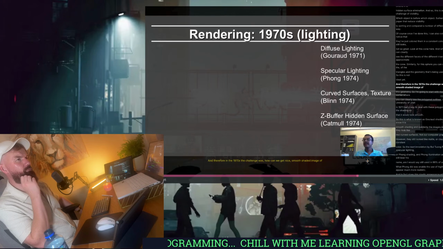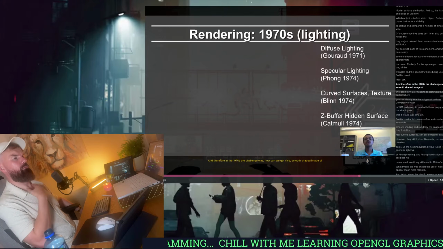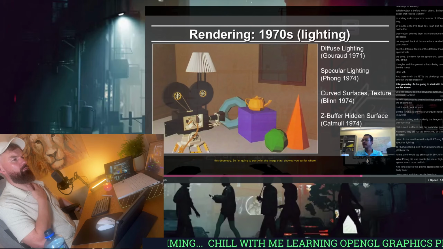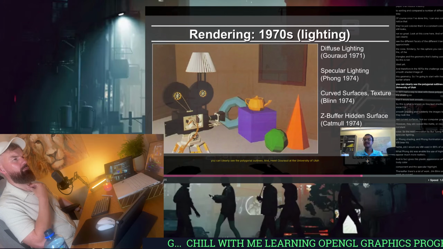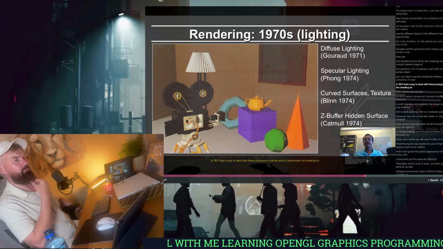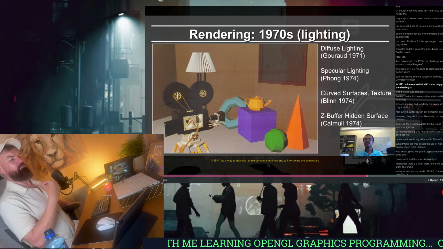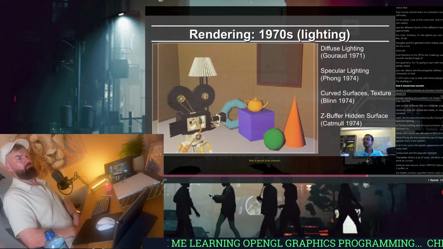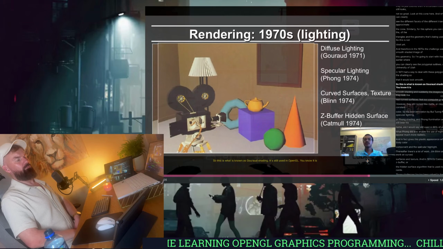And therefore, in the 1970s, the challenge was, how can we get a nice, smooth shaded image of this geometry? So I'm going to start with the image that I showed you earlier, where you can clearly see the polygonal outlines. And Henri Gouraud at the University of Utah in 1971 had a way to deal with these polygonal outlines and interpolate the shading so that it would look smooth. So this is what is known as Gouraud shading.